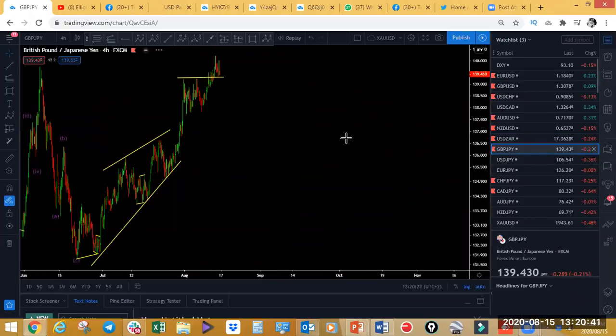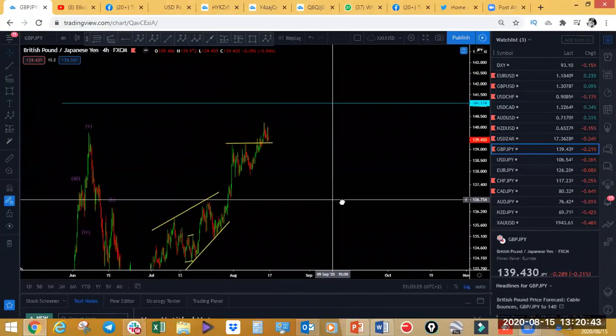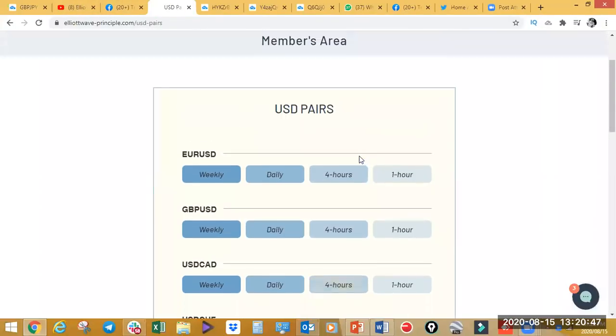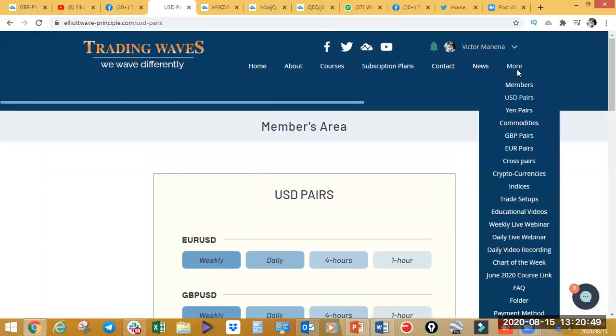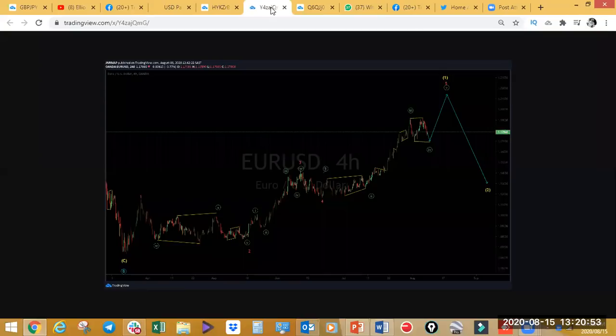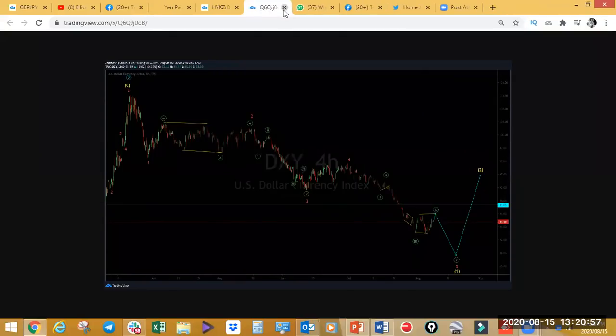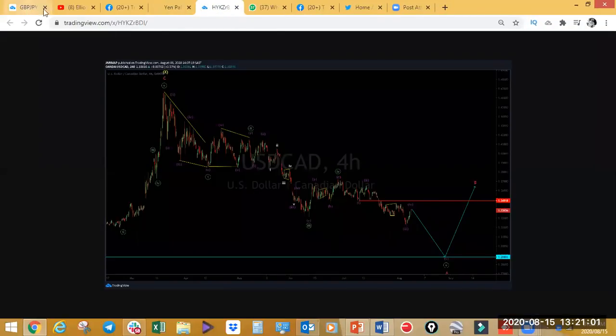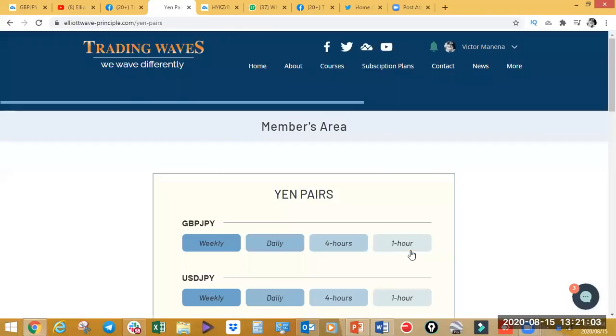Pound yen. Pound yen, I've shown you this during trade setups. Let's just go refer again to the website, see what this looks like as listed. Let's go to the yen pairs. Now, looking at the yen pairs, I'm looking at pound yen here.